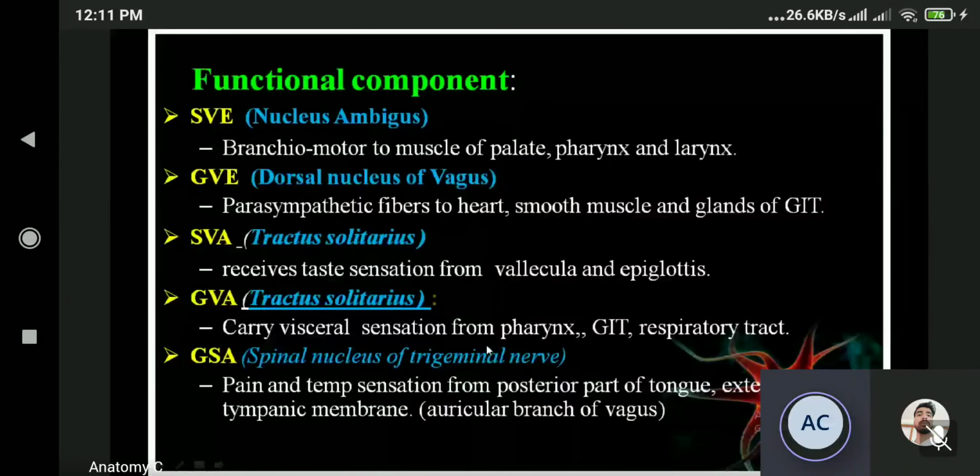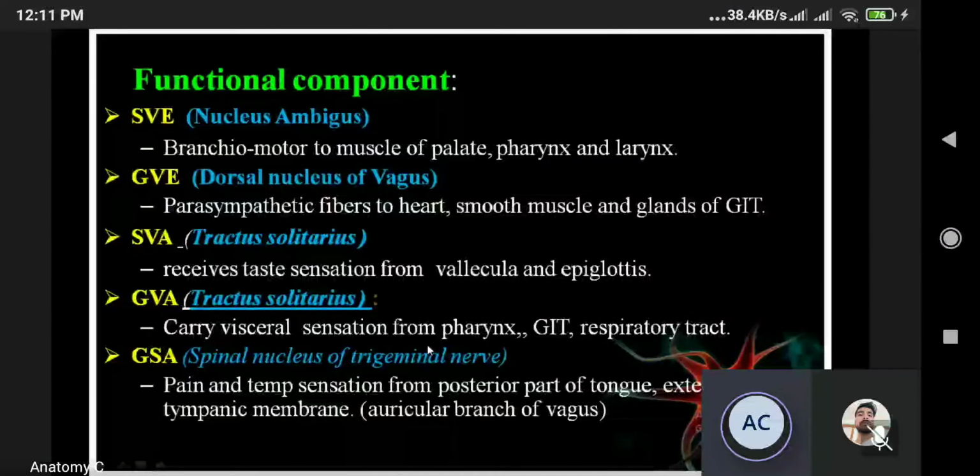Is it clear, this one? Now will you be able to mention the functional components of the vagus nerve in your exam?